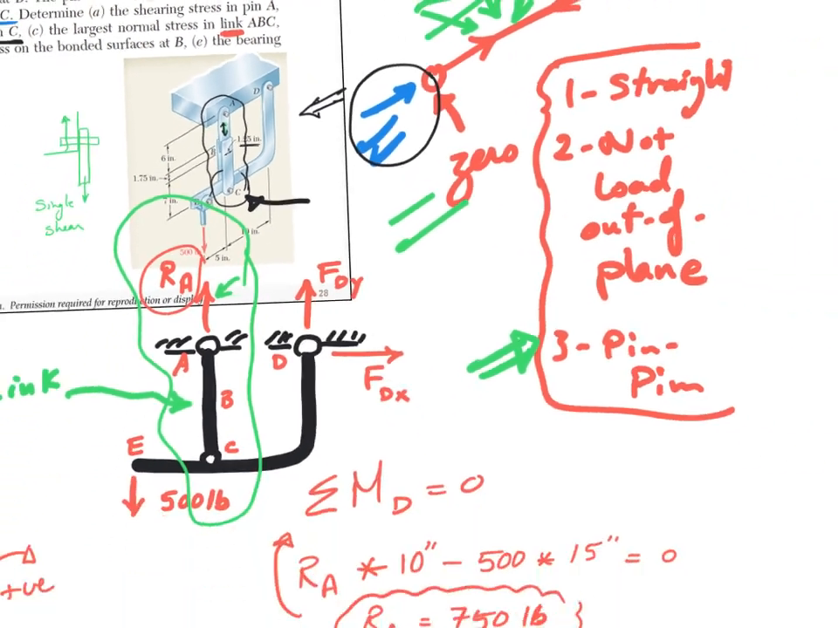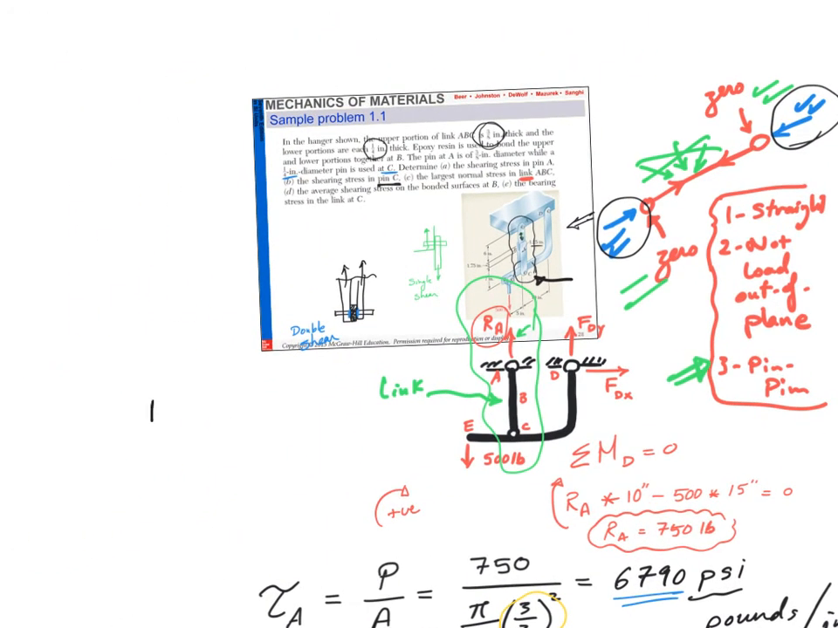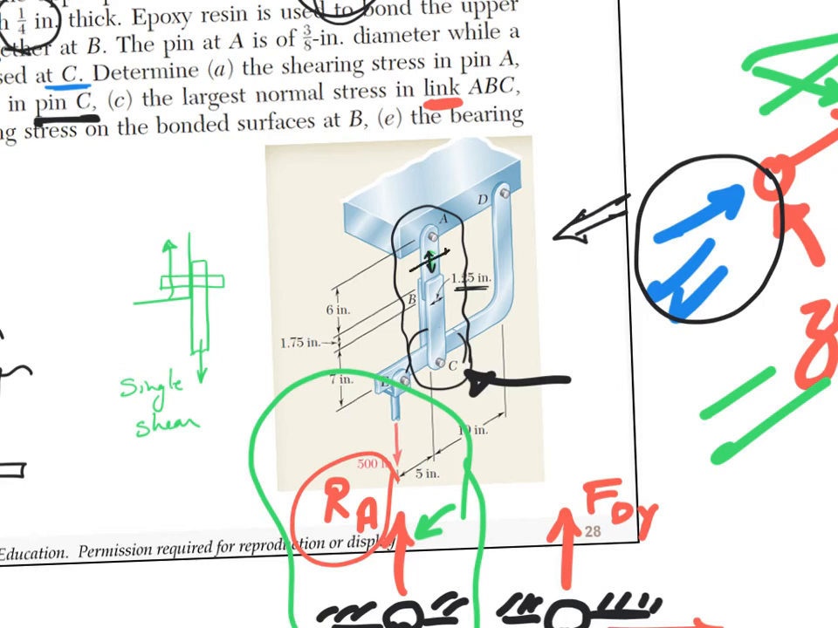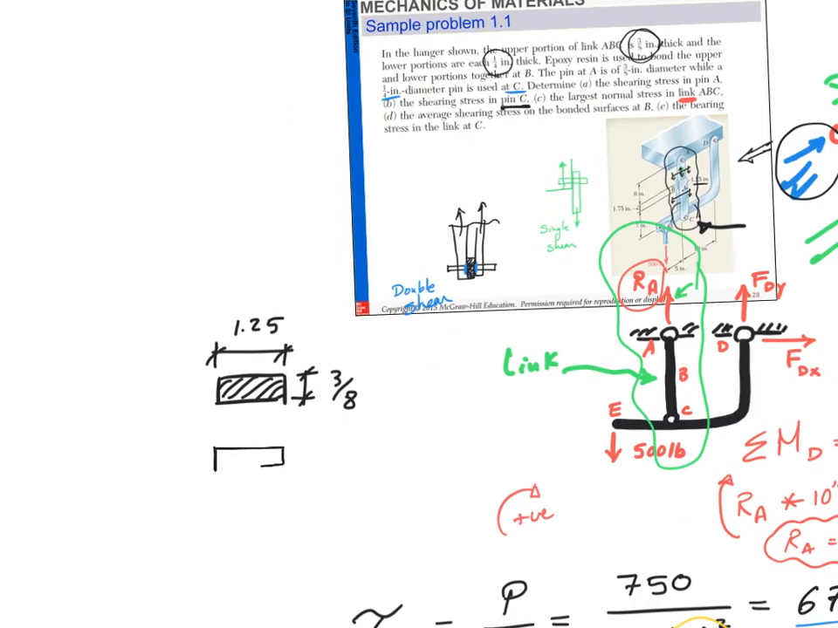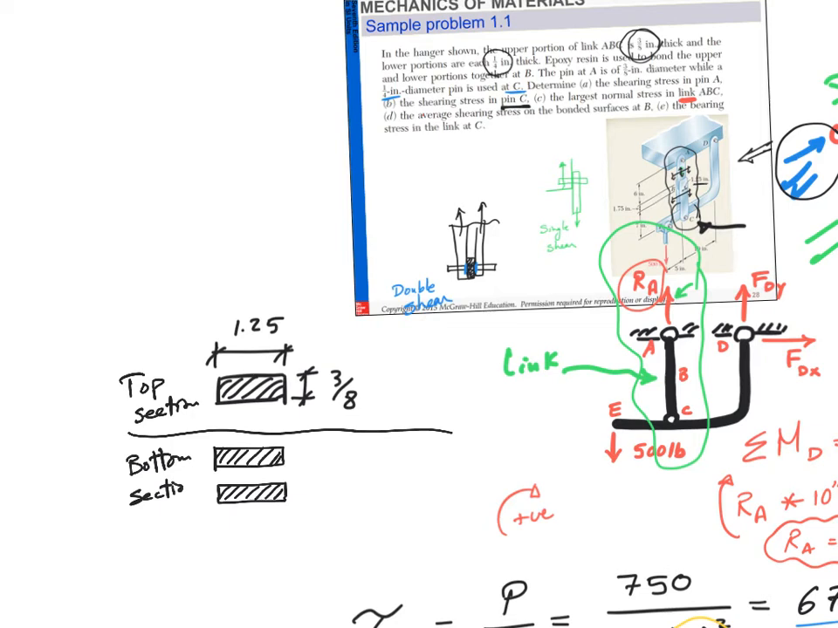Okay? In other words, my section at the top is this section, which is 3/8 by 1.25. Right? This is the section here. If I cut and look. Now if I cut down here and look, I will see something else. I will see 1/4 and 1/4. Do you agree? I'll call this the top section. I'll call this the bottom section. Okay? Now this is 1/4, 1/4, and 1.25. Does it all work with you?